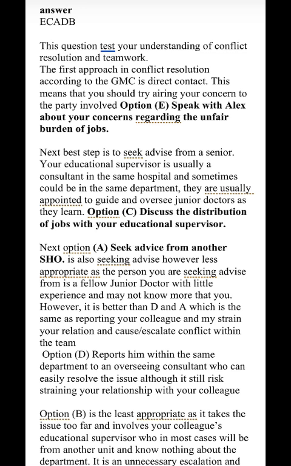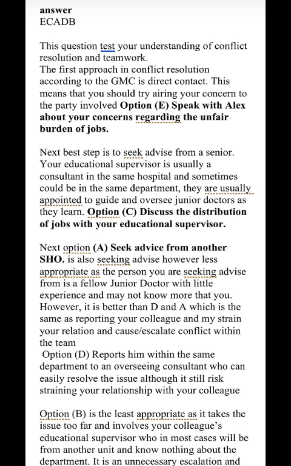The next best option would be A, seek advice from another SHO. It is also seeking advice, however, it is less appropriate as the person you are seeking advice from is a fellow junior doctor with little experience and may not know more than you. However, it is better than option D and B, which is the same as reporting your colleague and may strain your relationship and cause conflict within the team.